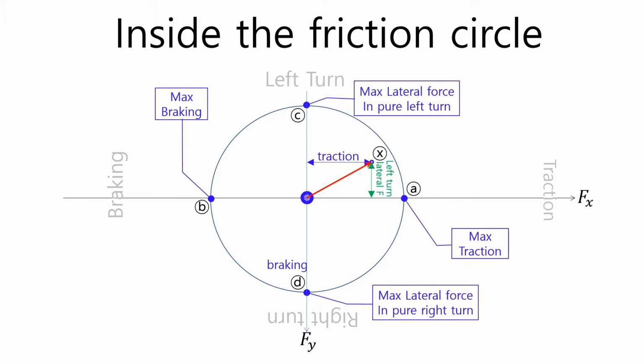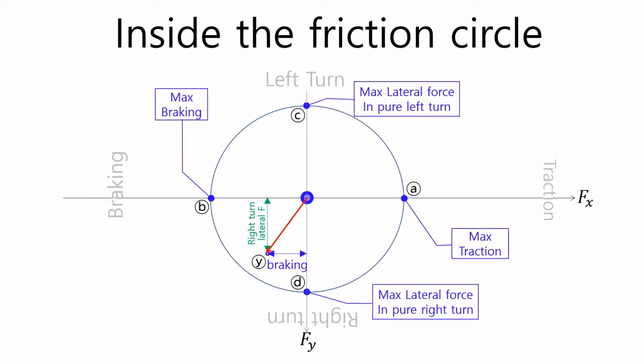In order to understand the meaning of the friction circle, let's look at the operating state that the 2 points X and Y mean. The point X on the friction circle represents the driving state of acceleration during left turning. The green vertical component represents the left turning lateral force component, the blue horizontal component represents the traction component, and the red arrow pointing to the X point represents the resultant force.